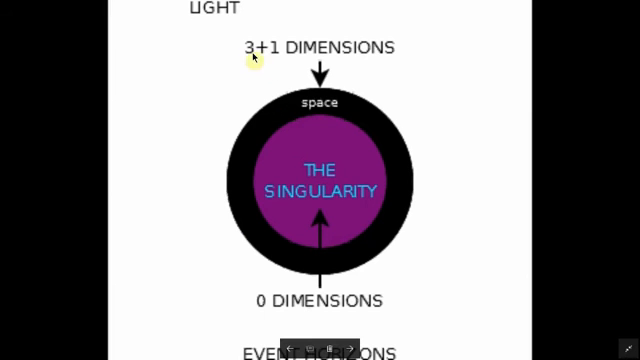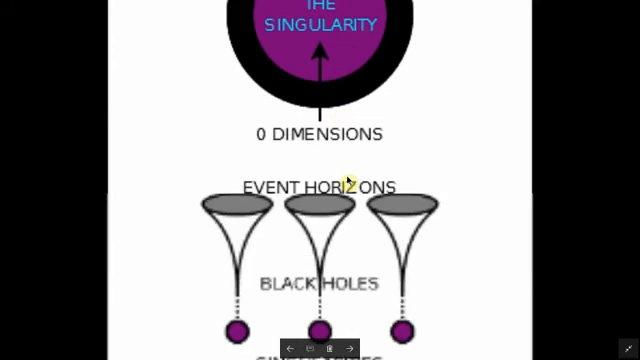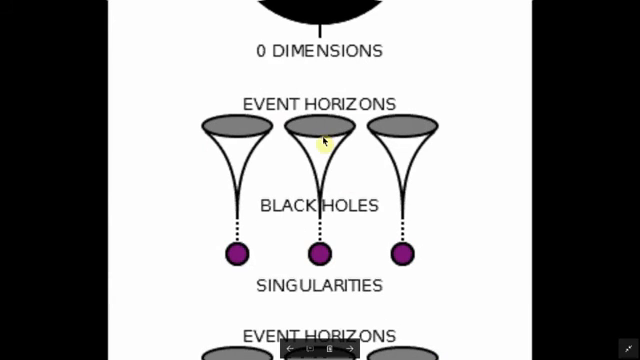So even though we're experiencing 3 plus 1 dimensions in our universe, at the center there could be the singularity, which would exist in 0 dimensions, other than just the quantity of gravity. So I guess there would be 1 dimension, but it wouldn't be a physical one. Anyway, continuing on. So, how would the singularity get there?